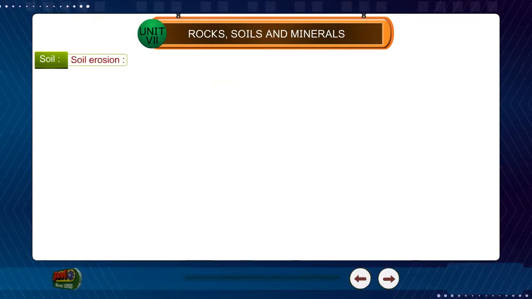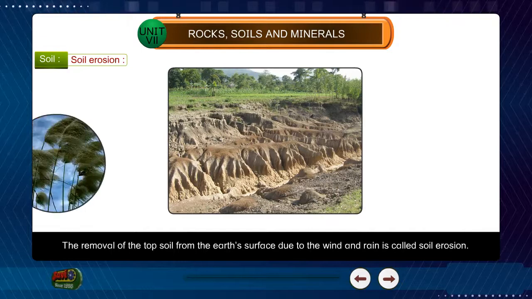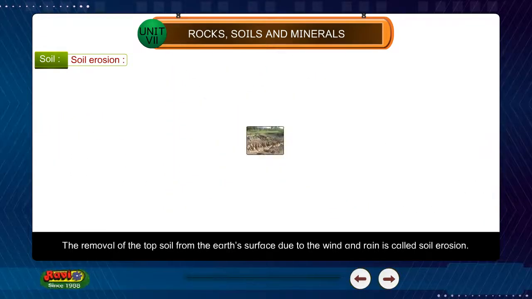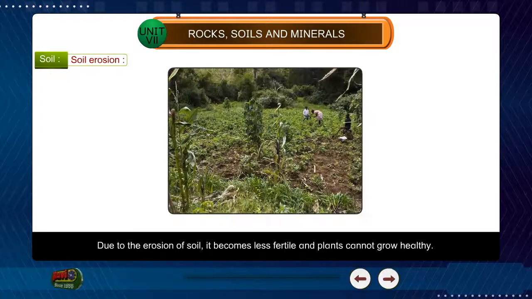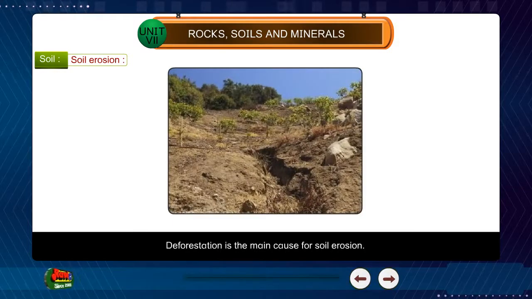Soil erosion. The removal of the topsoil from the earth's surface due to the wind and rain is called soil erosion. Due to the erosion of soil, it becomes less fertile and plants cannot grow healthy. Deforestation is the main cause for soil erosion.